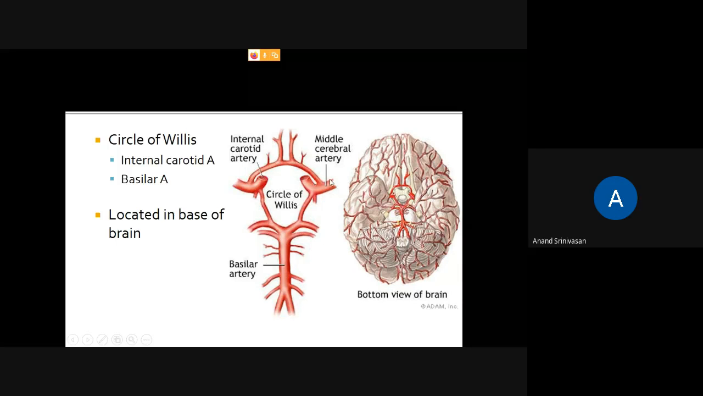The details of this we will see in neurology when we talk about the brain. Right now, remember the circle of Willis, internal carotid artery and basilar artery, located at the base of the brain. The brain needs a huge amount of blood supply, and if the blood supply to the brain is lost, the person can immediately go into coma and death.